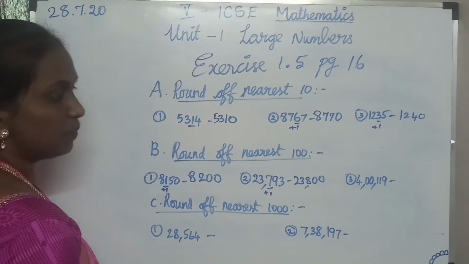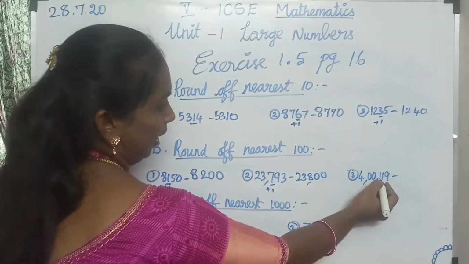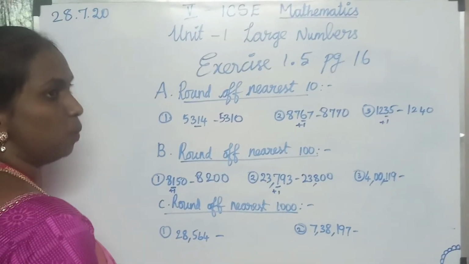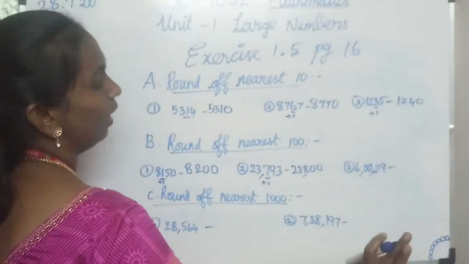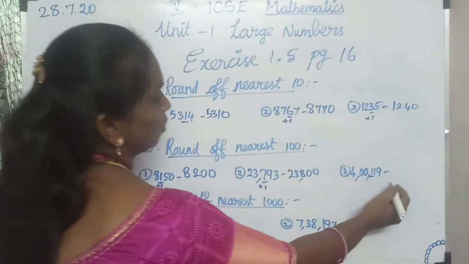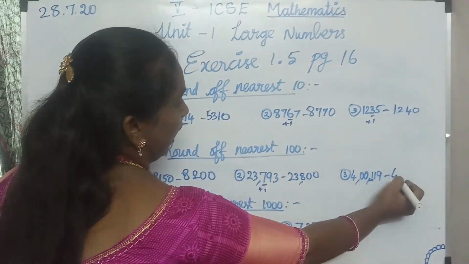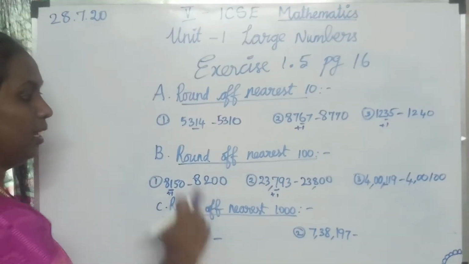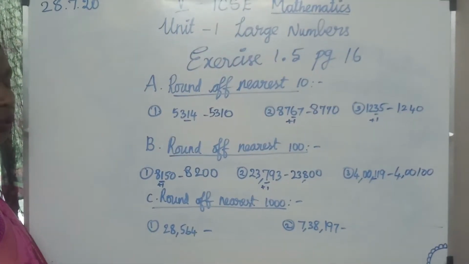4,119. Which place value do we want to change? The 100. So underline the 100. See the tens place value. It is 1. So no need to change the hundreds place value. So the answer will be 4,100. Can you understand, children? Coming to rounding off to the nearest 1000.